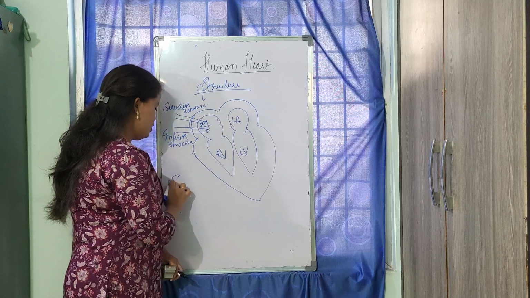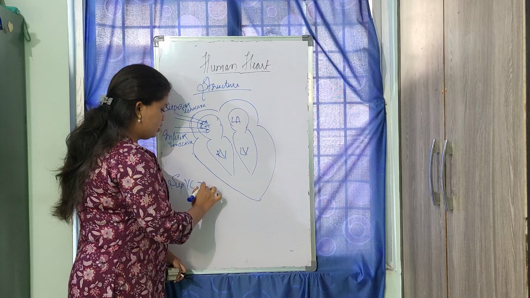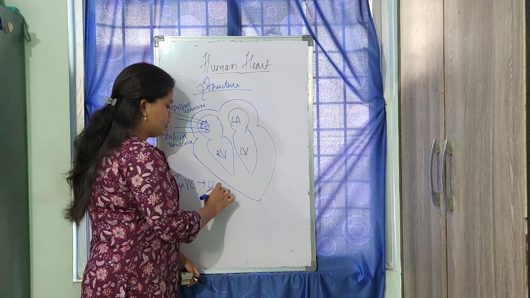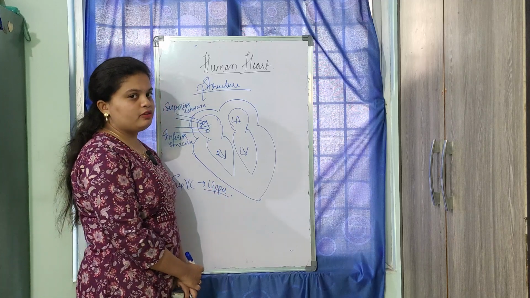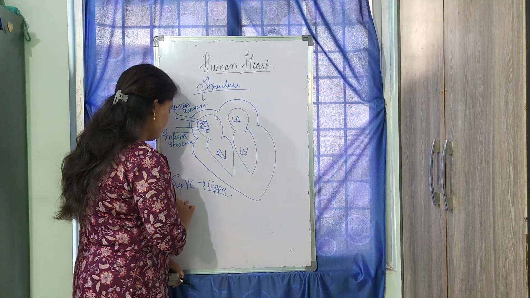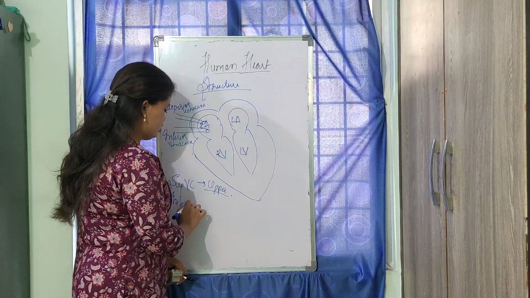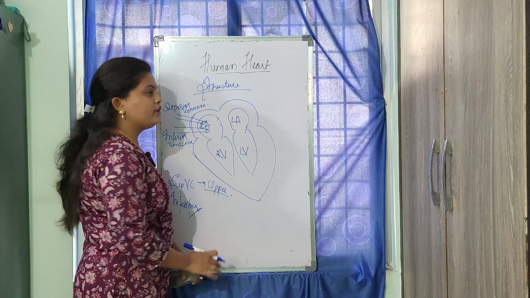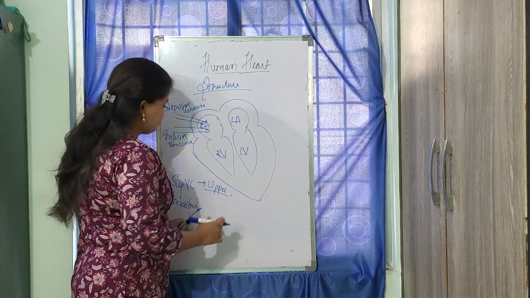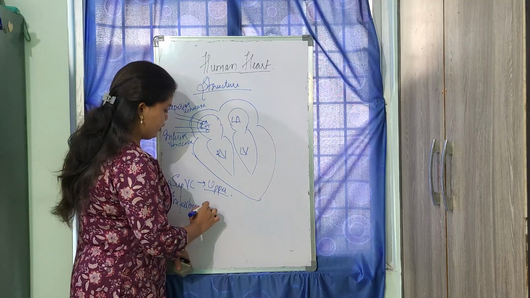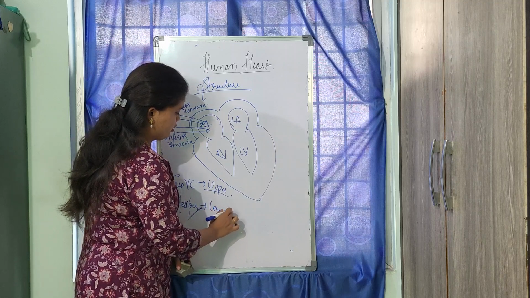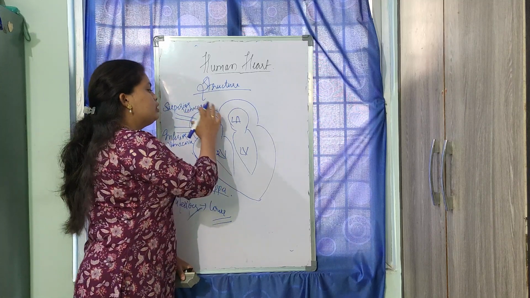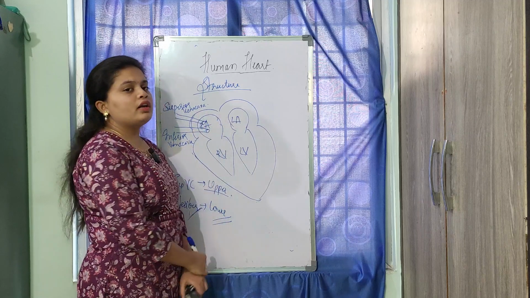This superior vena cava will collect the deoxygenated blood from the upper part of the body, and the inferior vena cava will collect the deoxygenated blood from the lower part of the body, and it will send it to the right atrium.